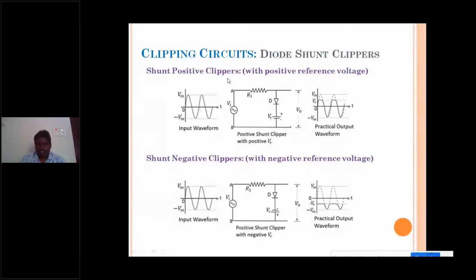Again, shunt positive clippers with positive reference, negative reference. You can see here positive reference voltage, positive clippers. The positive portion is removed. You can apply the analysis also. Positive, and this is the reference voltage.